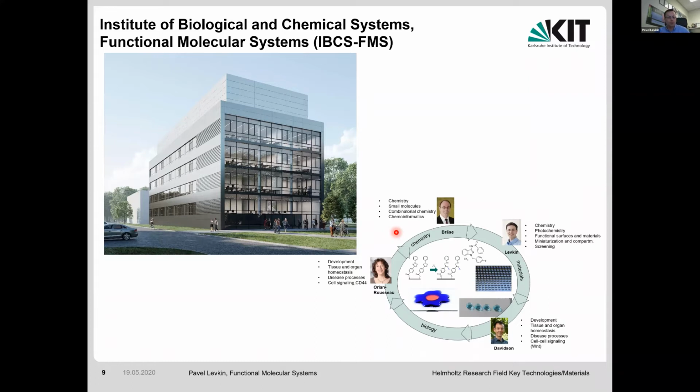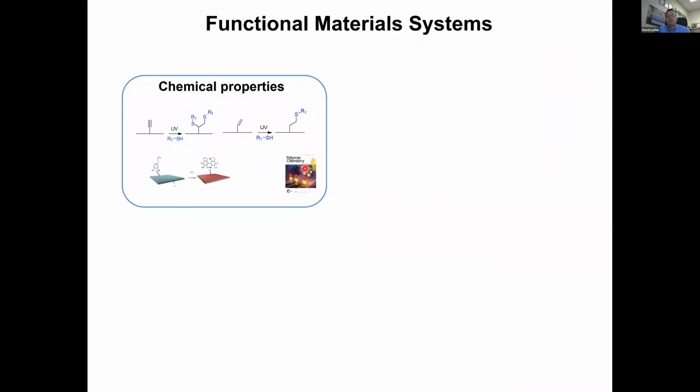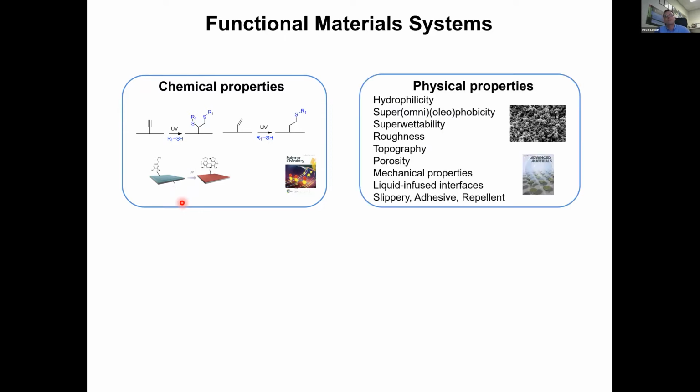Another important requirement, of course, to develop any functional material, is that we have to control different things. We have to control surface chemistry, to develop methods to functionalize surfaces, materials. We have to control also physical properties, such as hydrophilicity, roughness, porosity, wettability, mechanical properties, and so on.